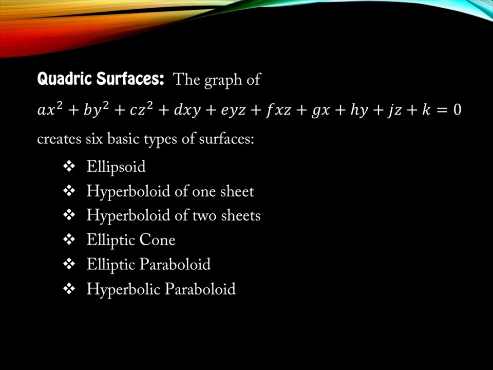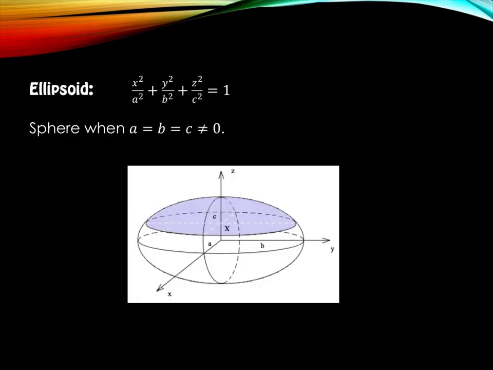Elliptic paraboloid and hyperbolic paraboloid. And so we're going to look at these 4 others that I haven't sort of described one at a time, and we'll look at the ellipsoid and the elliptic cone as well. All right, so here's our first one, the one that we already described, an ellipsoid.